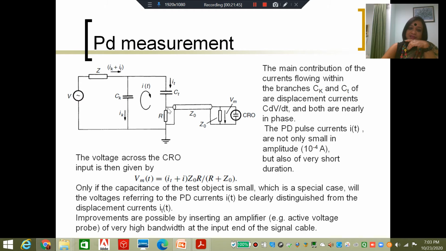So that is the current that will be flowing through the resistor R. That will result in a voltage across R. The voltage across the CRO input is then given by V_MT equals (I_T plus I) into Z0 R, divided by (R plus Z0).